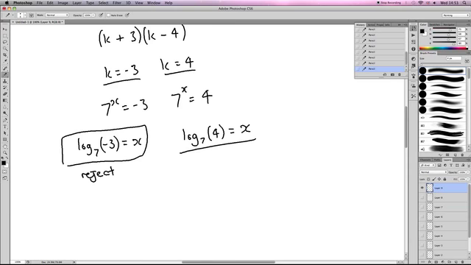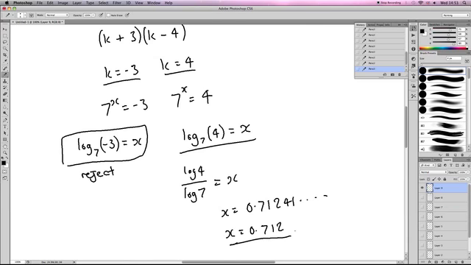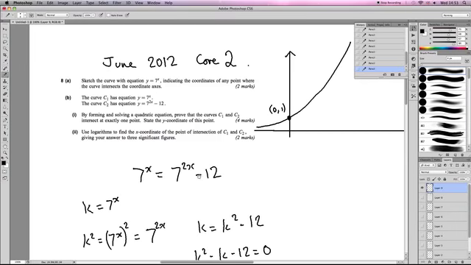So to do it quickly on your graphical calculator, I will do log 4 divided by log 7. You can ask me why later, but that's quicker than going through all the options. So log 4 divided by log 7, you get the answer of 0.71241 and so on. So I'm going to round to 0.712. And that's it.